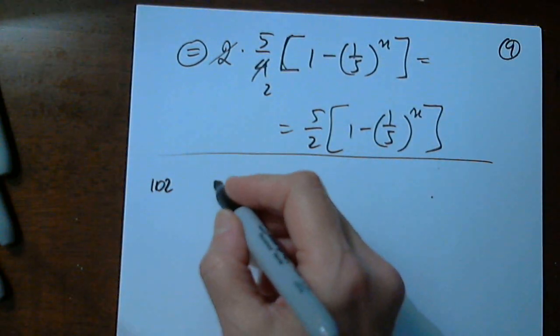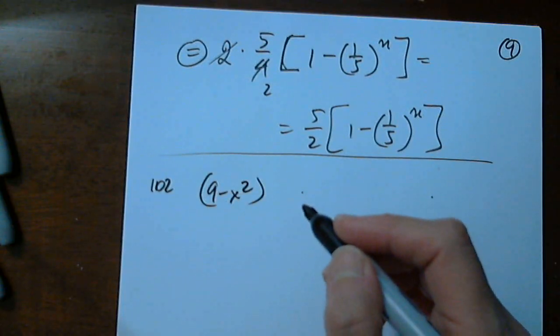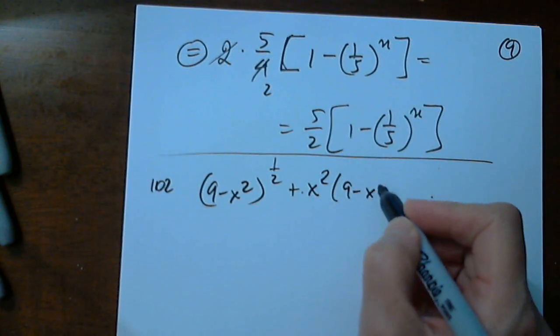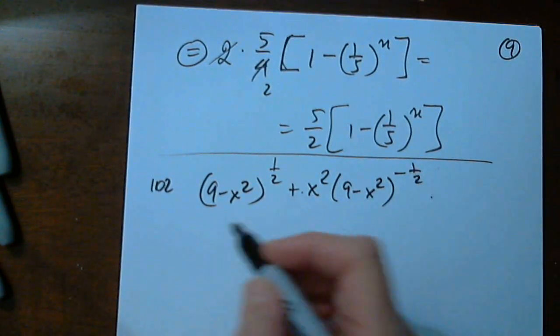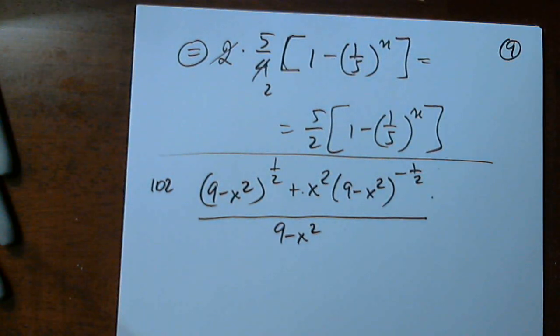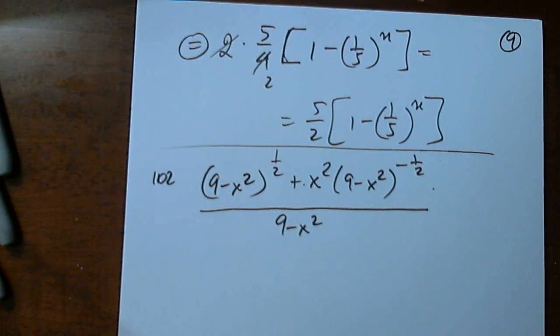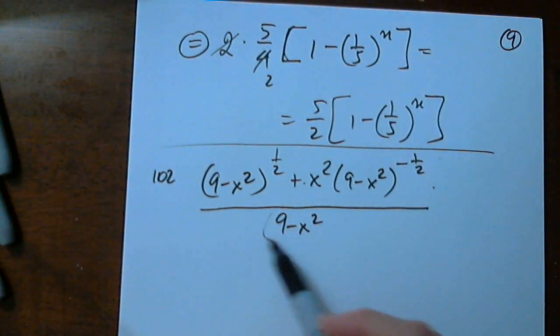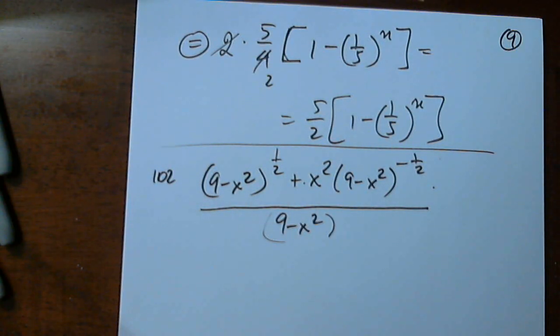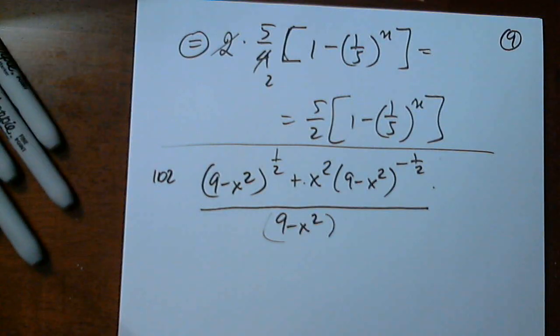Good, so we have 9 minus x squared, and the power is 1/2, and then plus x squared times 9 minus x squared, and the power is negative 1/2, and everything divided by 9 minus x squared. Perfect. So the denominator is very clear. There is nothing we can do here. But the numerator has how many terms?